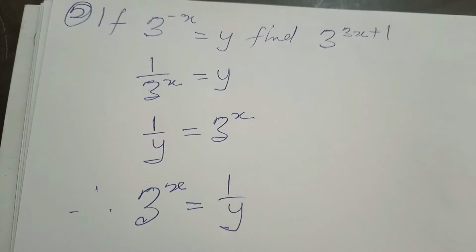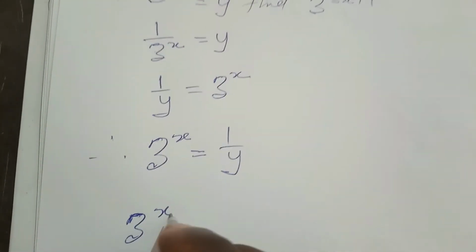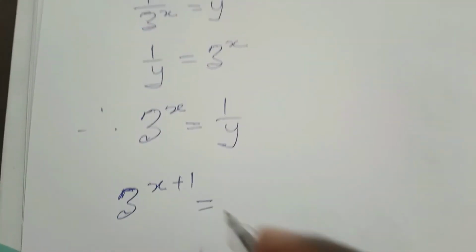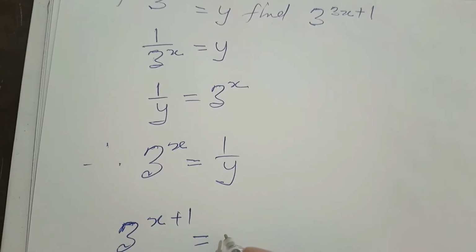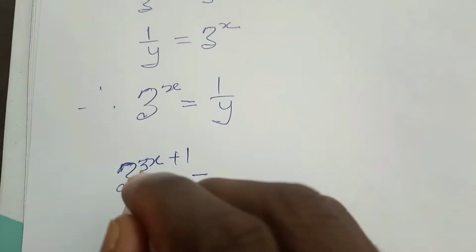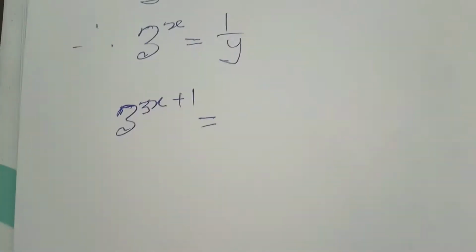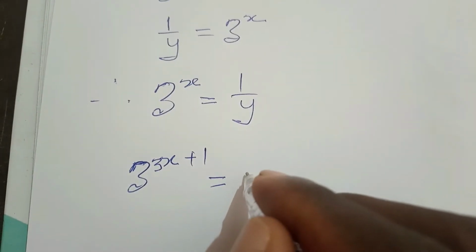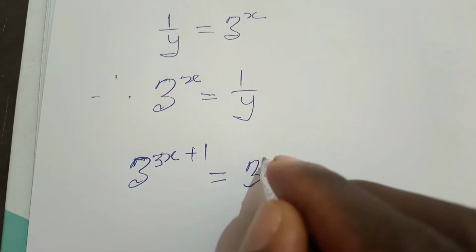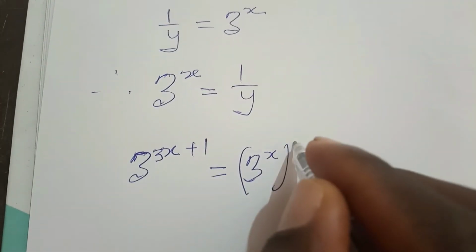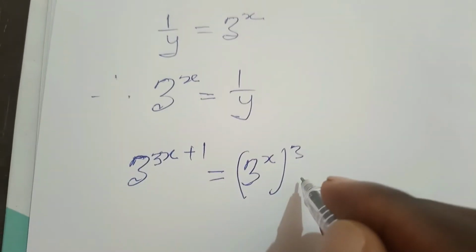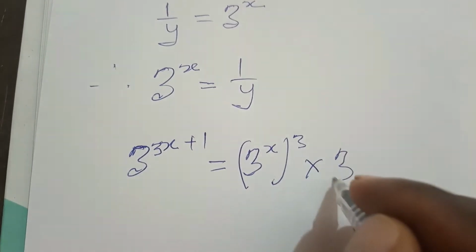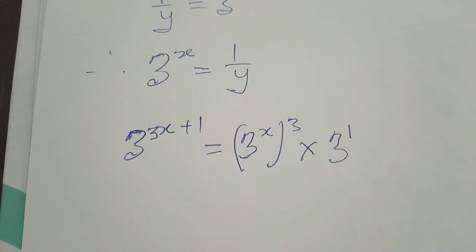Let's rewrite that again. 3 exponent 3x plus 1, sorry, not 3 exponent 3 exponent 3x plus 1. We know that that will be equal to 3 exponent x all cubed times 3 exponent 1.